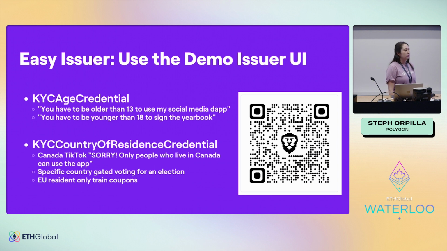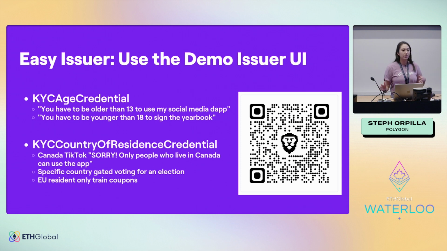But currently, there are 2 ways to issue claims. So to be the Sorting Hat. This is the easy way. There's currently only two types of claims that you can do the easy way, which is by using the demo issuer UI. So the first one is an age credential. So that's what I'm going to demo today. And the second one is a country of residence credential.